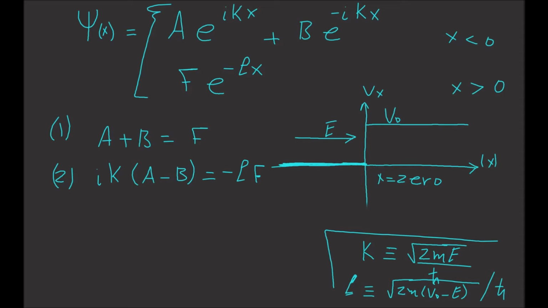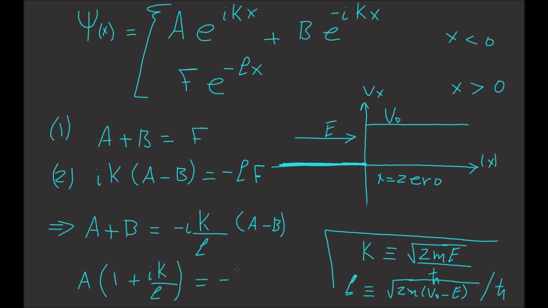Okay, so now if we just substitute F in equation number 2 into equation number 1, we get A plus B equals minus i times k divided by L, times A minus B. Putting the A's on one side and the B's on one side, we get A times 1 plus i k divided by L. This has to be equal to minus B times 1 minus i k over L.